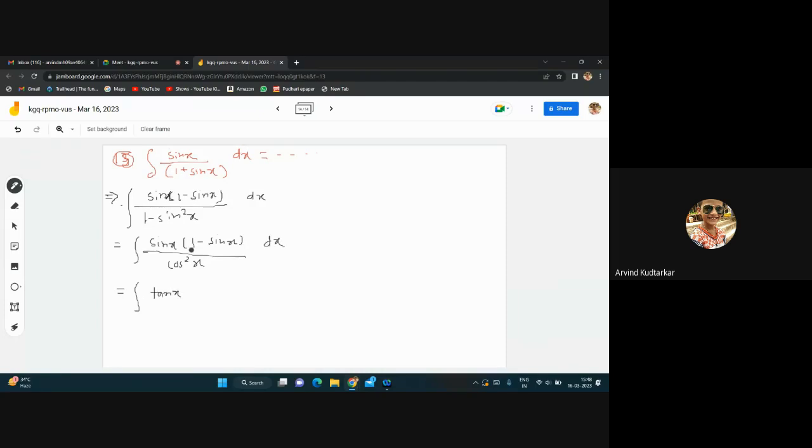And one term will remain here. 1 by cos is what? Sec x. Minus sin into sin, sin square. And sin square by cos square, it is tan square, into dx. Are you clear?